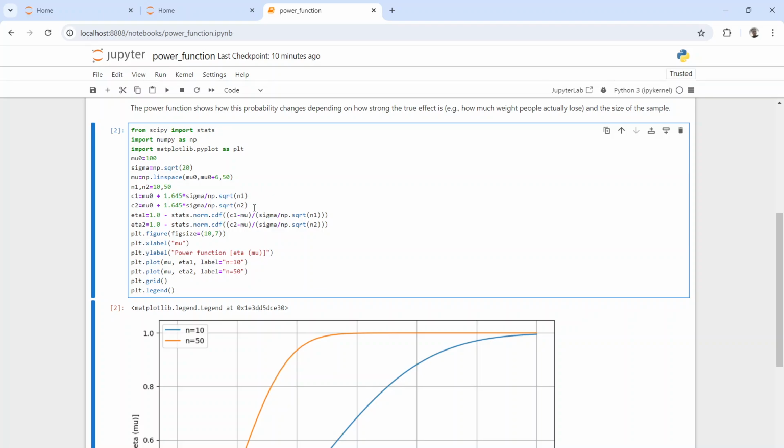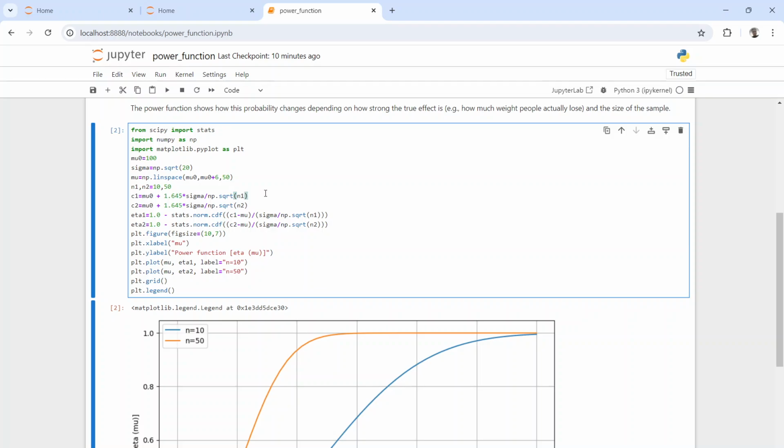we assign the null hypothesis mean, here in this case 100, then the standard deviation, here in this case the root of 20, and then here we create an array of 50 values between mu0 and mu0 plus 6, which is used as possible true mean values. So these are the two sample sizes used in the comparison.